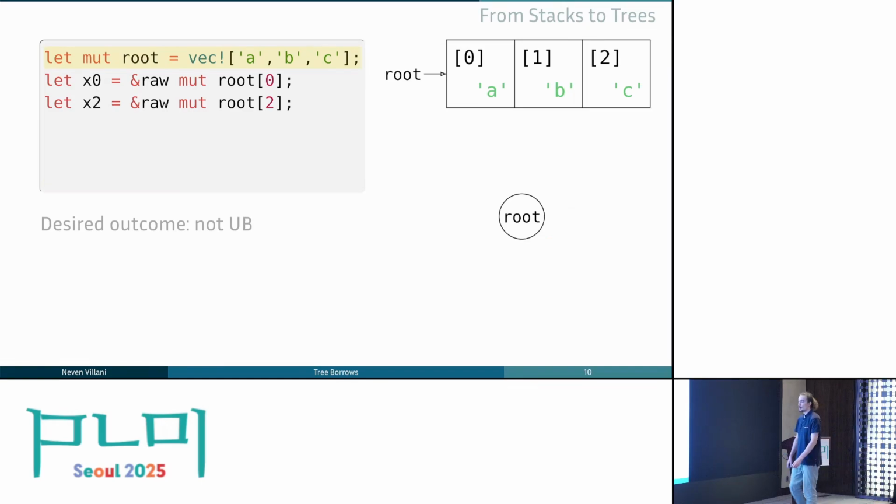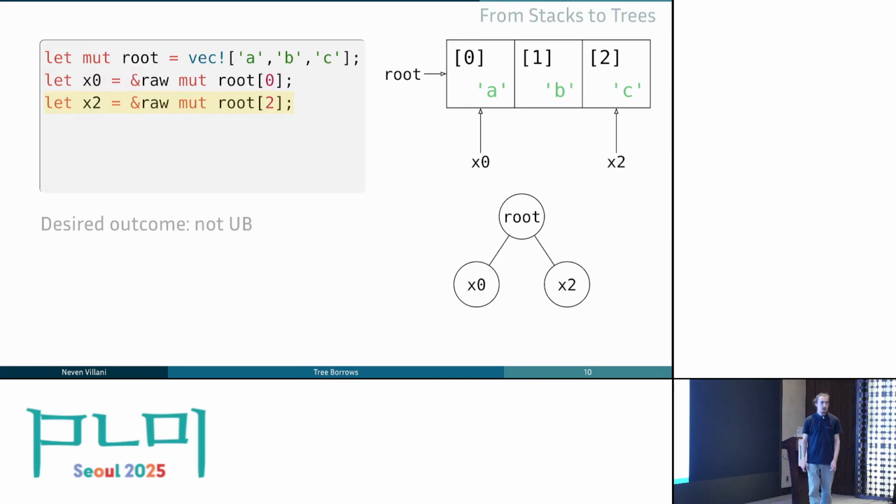A new allocation will produce a new tree with the root pointer of the allocation as the root node of the tree. And the main rule of creating new pointers in tree borrows is that you insert them in the tree as a child of the pointer that they were created from. So x0 is a child of root, x2 is also a child of root, and finally we have the ability to represent them side by side.